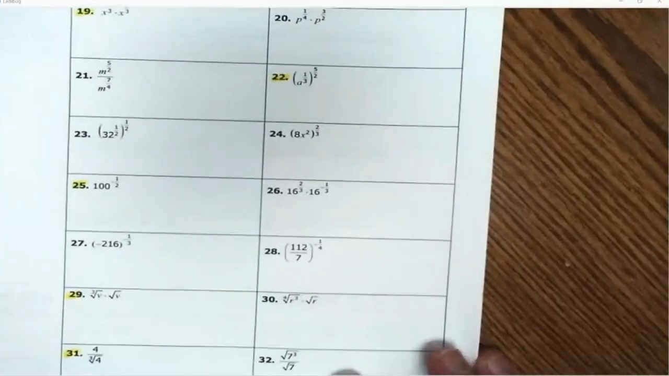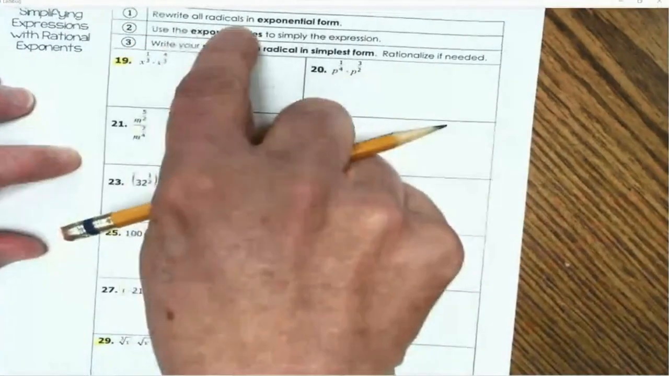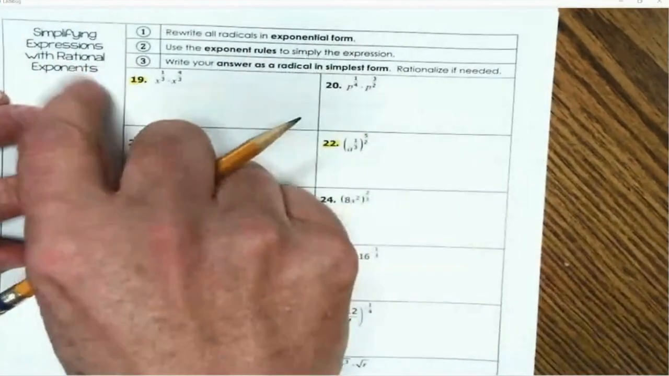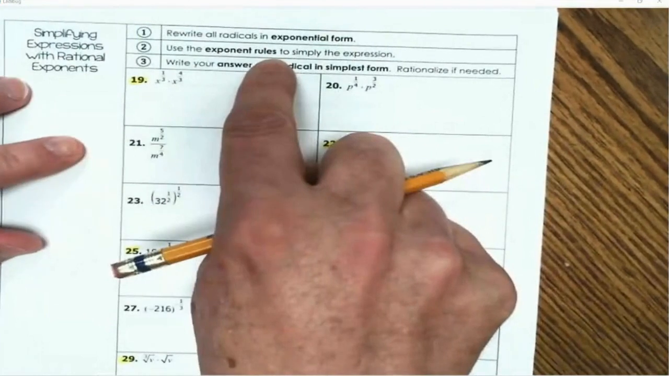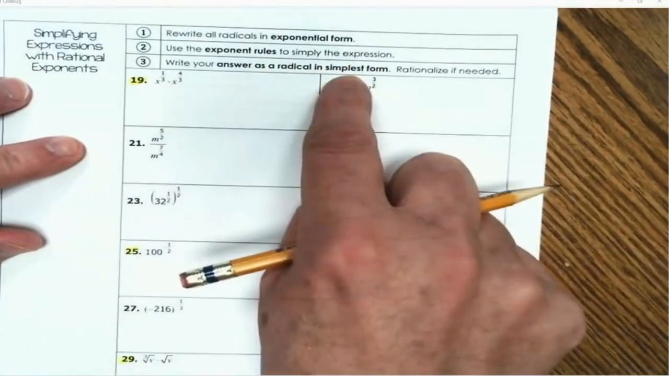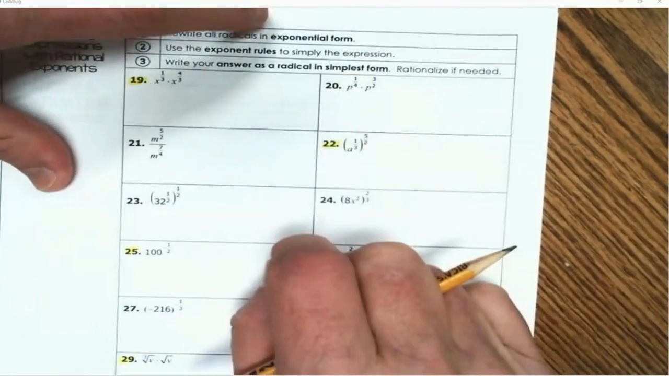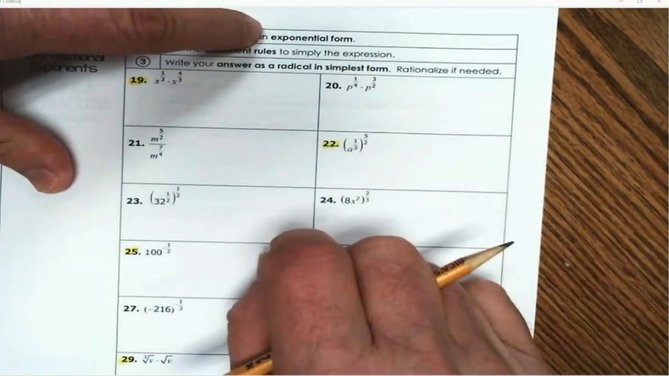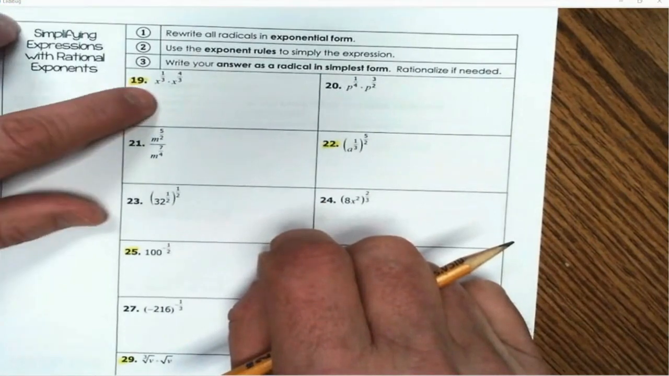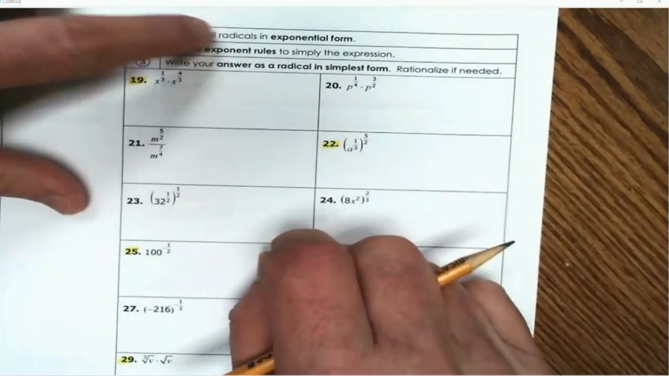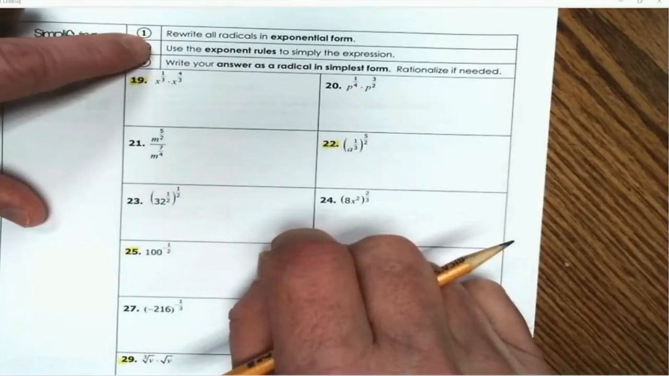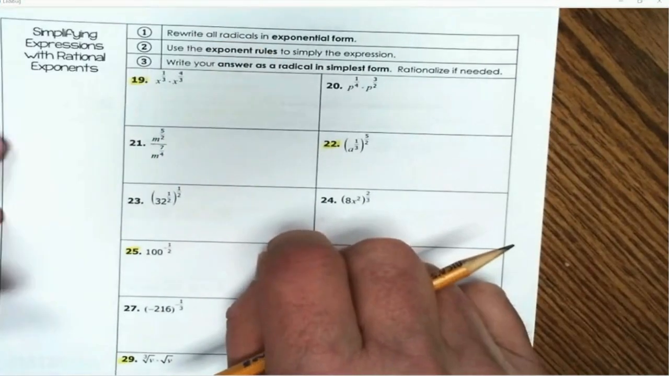All right, let's look at some more problems. This is rewrite all the radicals in exponential form. So we're simplifying expressions. Use the exponent rules to simplify the expression, and then write it as a radical in simplest form. So we start by rewriting it in exponential form if it's not already. Some of these are already in exponential form. Then we simplify it using our exponent rules, and then write it as a radical for our answer.